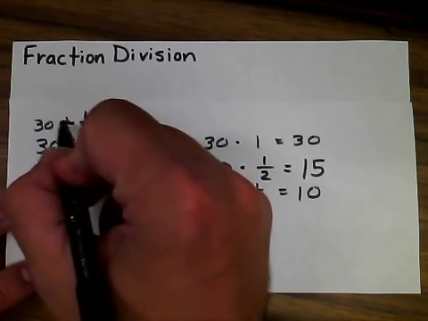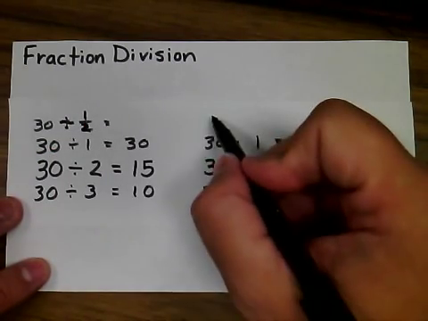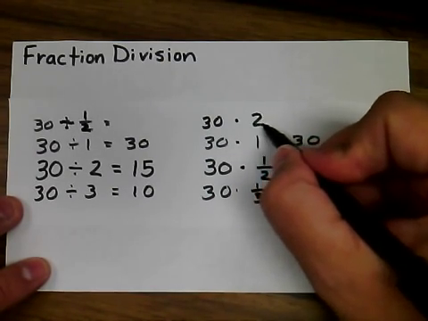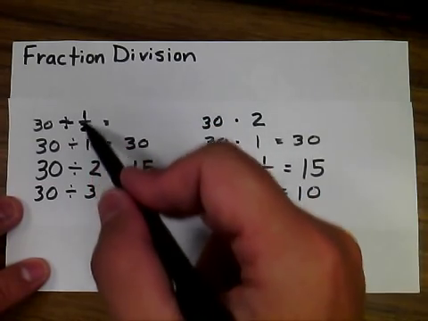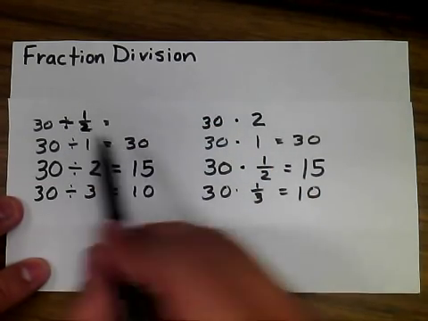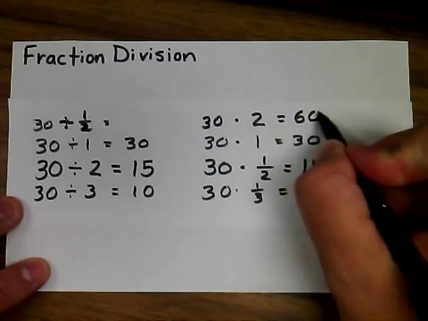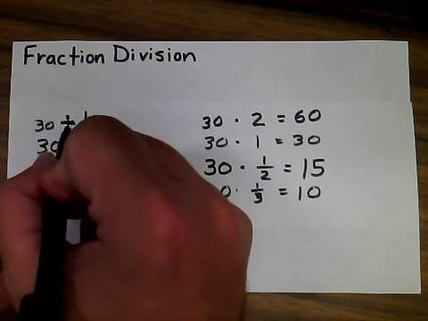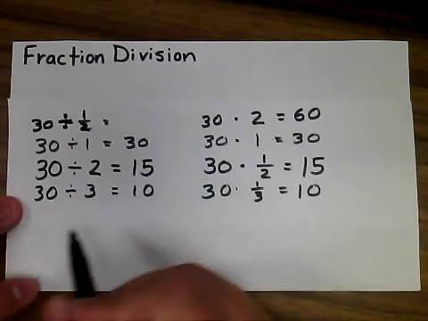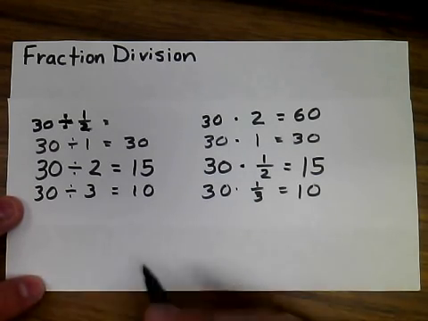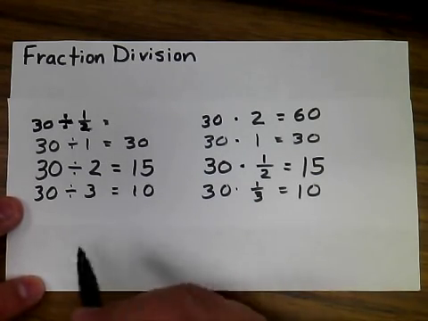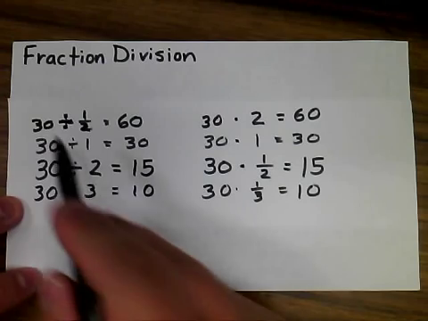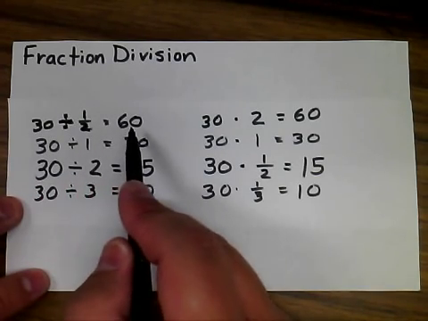Now let's try that multiplication problem that's similar and do 30 times 2. You can see the pattern growing, and you're going to note that 30 times 2 is 60. And if you wanted to have a demonstration for 30 divided by 1/2, you could actually take 30 blocks and cut each of those blocks in half. So if I had 30 blocks and each block was cut in half, I would have 60 half blocks. So 30 divided by half would equal 60.